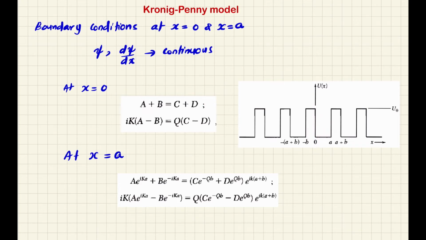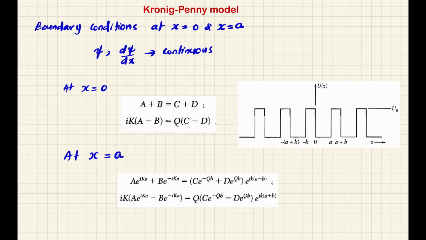And also you take the first derivative of the wave function in region 2 and the first derivative of the wave function in region 1. Then you insert x equal to 0, and you will arrive at this equation. Similarly at x equal to a, you will get these two boundary conditions. So you have 4 equations and you can solve them to find the coefficients.